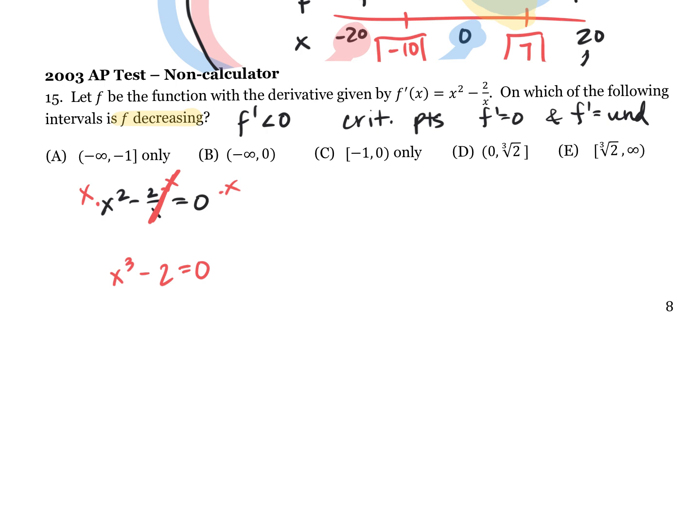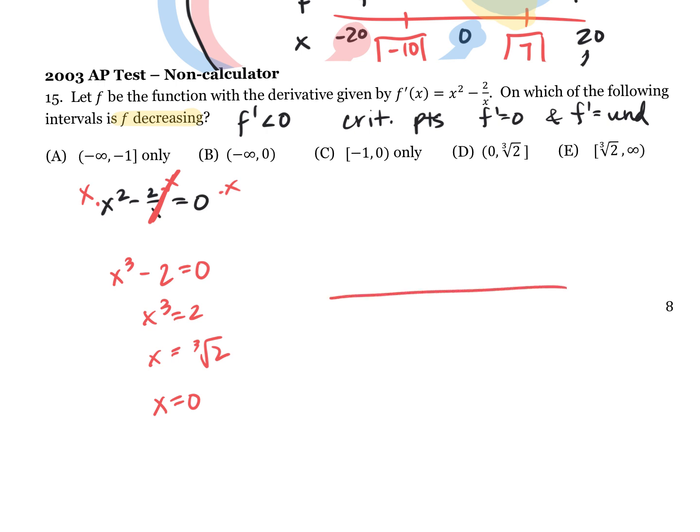Let's go find it. When does x cubed equal 2? What's my critical point going to be? Cube root of 2. I don't have to do plus or minus when it's an odd exponent. Does this make you feel okay? Because I see a cube root of 2 in some answers. That's when my f prime equals 0. Will my f prime ever be undefined? Yes, when x is 0, right? Wouldn't 0 make that denominator 0?